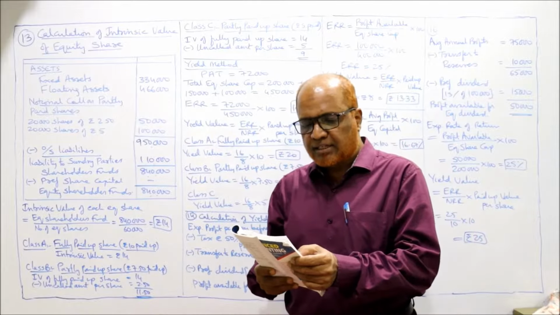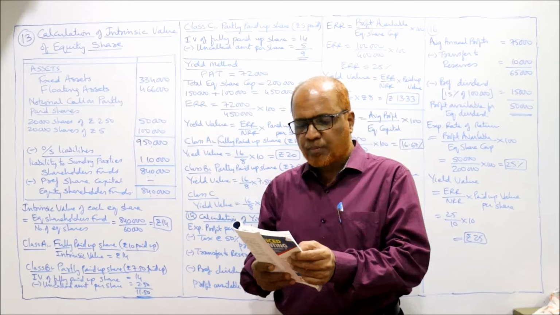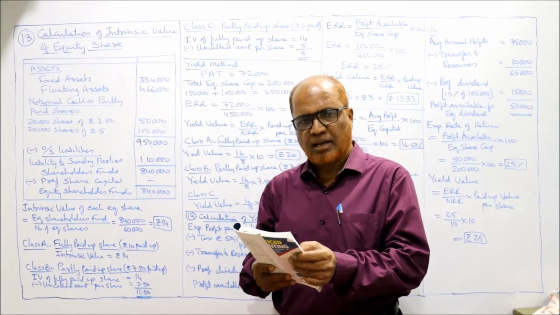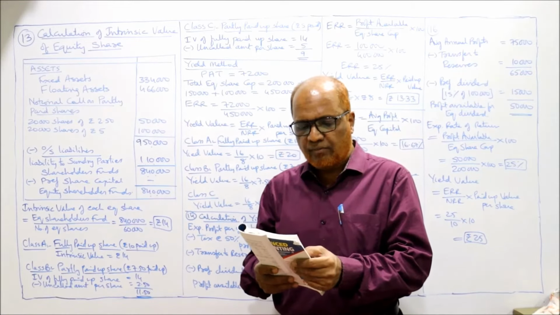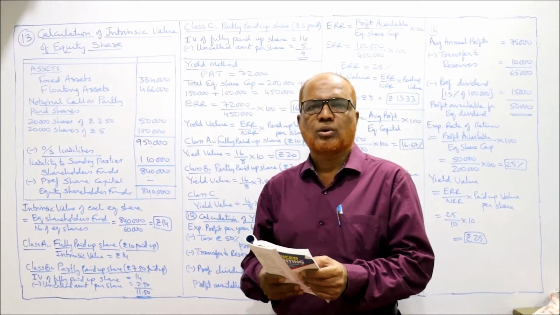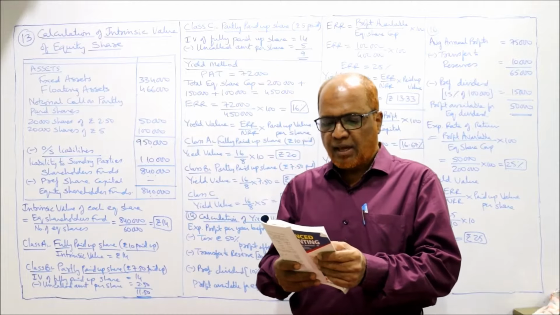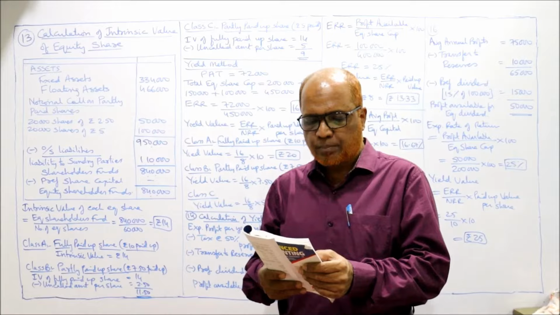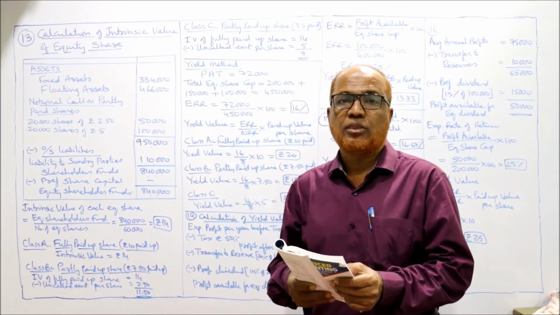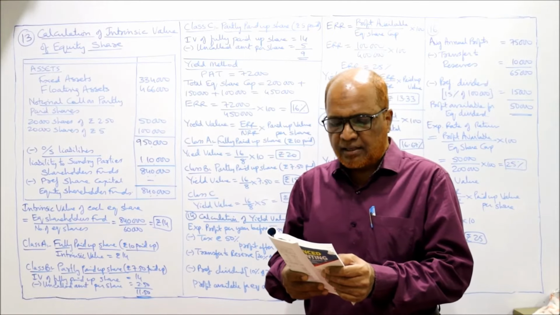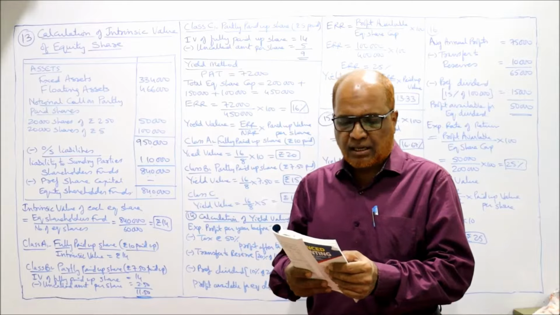It is estimated that the normal average profit of the company, after deducting tax, will be maintained at 72,000. This is a profit after tax. And the expected rate of capitalization is 8%, the normal rate of return. Calculate the value of each type of share by assets backing method.